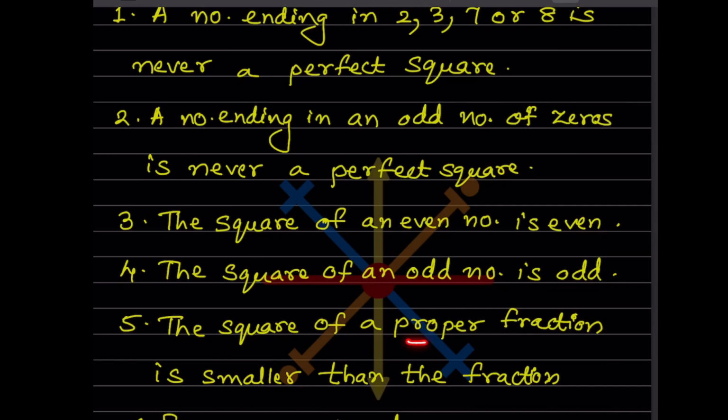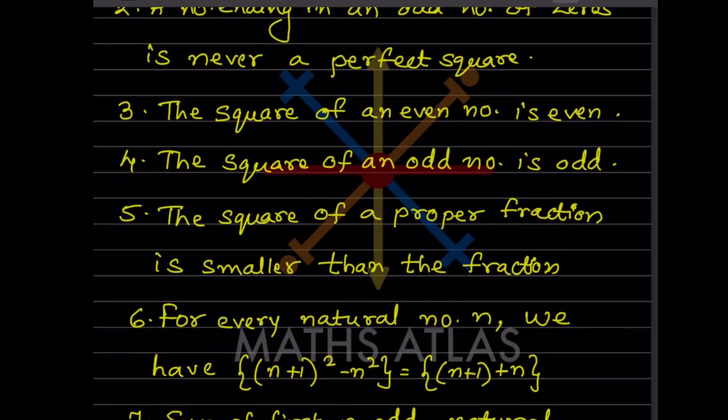The square of a proper fraction: in a proper fraction, the numerator will be less than the denominator, and in an improper fraction, the numerator will be greater than the denominator. So the square of a proper fraction is smaller than the fraction. Because suppose we are writing 2 by 3, this is a proper fraction, so its square will definitely be less than the fraction.